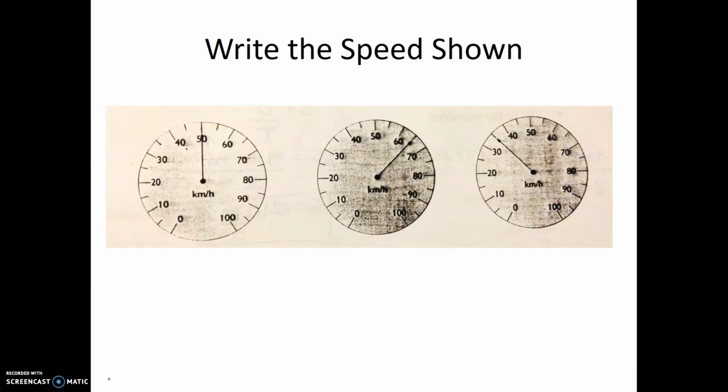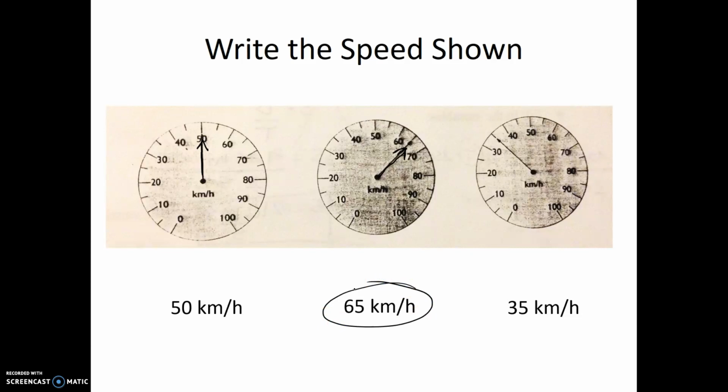Okay, let's take a look at your notes. We're going to look at the speedometers that you have in front of you and write down the speeds that are shown. Go ahead and take a second and do that, and then come back and check your work. The first speedometer looks like 50 kilometers per hour, because the little dial is pointing right at the 50. The second speedometer has a dial pointing to 65 kilometers per hour. And on the third, the dial is pointing to 35 kilometers per hour. Which one indicates the fastest speed? Well, it's this one. That's kind of obvious, but we still have to talk about it.